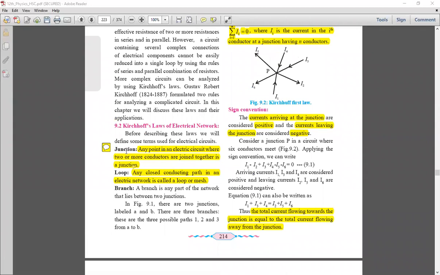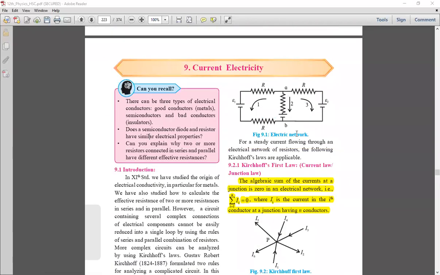So what is a junction? A junction is a point in an electrical circuit where a minimum of three branches or paths are connected. What is a loop? A loop is any closed path. It can be of any shape: circular, rectangular, square, or any random shape. The only condition is that the path must be closed. A branch is nothing but a path which lies between two junctions. We have seen it in this example.